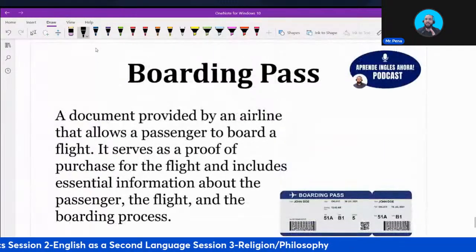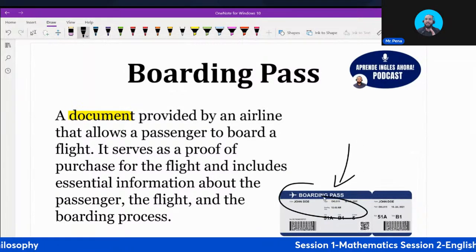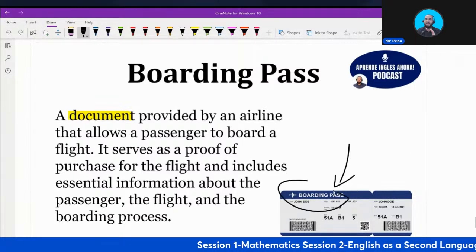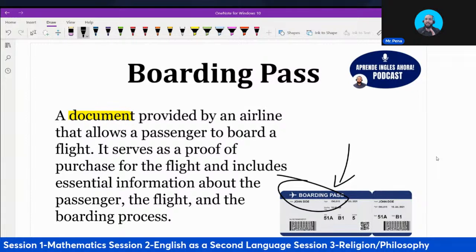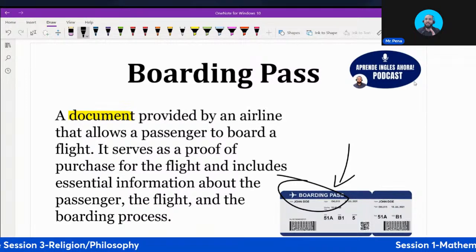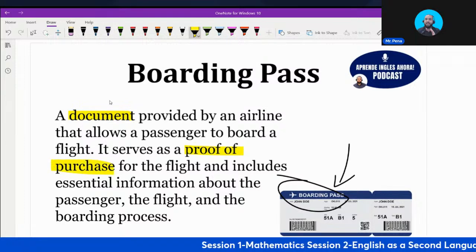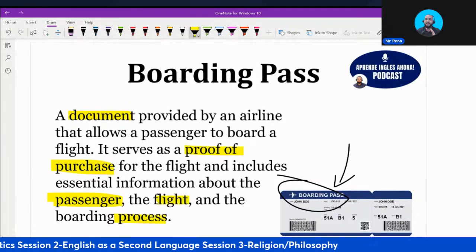And our last word of the day is boarding pass, which is a document. You see the boarding pass right here in the picture? This is essentially a legal document, so that only if you have this document can you ride the train. It allows a passenger to board a flight. This boarding pass is a proof of purchase for the flight and includes information about the passenger, who you are, the process, and where you're going.